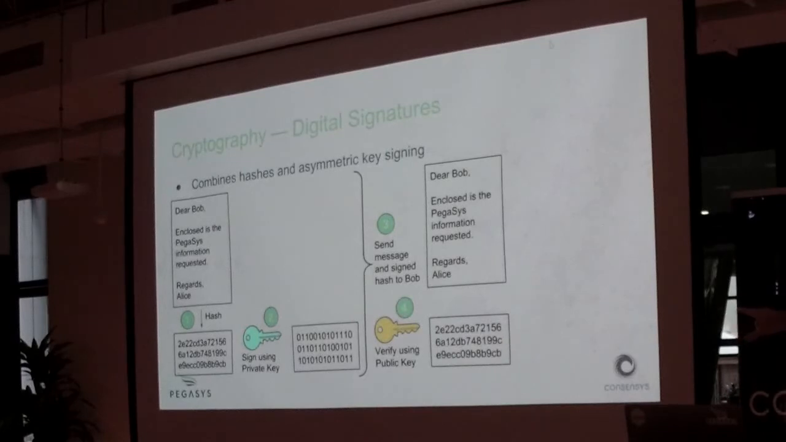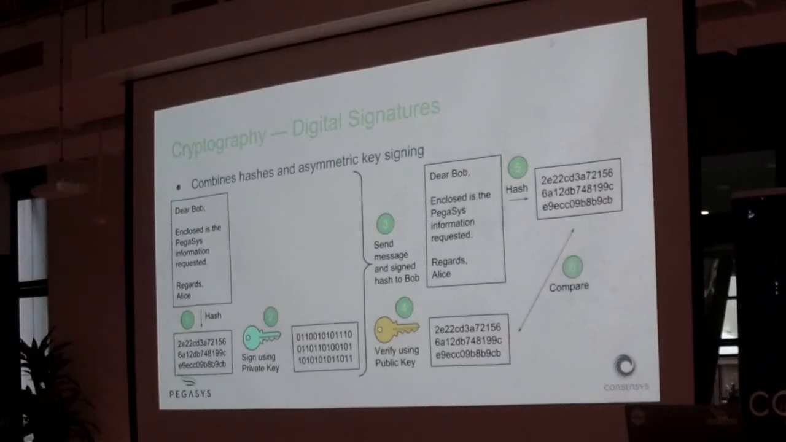He can verify the hash to get the original hash of the message. And then he can create his own hash of the message. And then, finally, stay with me here, he can compare those two hashes. And if those two hashes are the same, he's then confident that the message wasn't somehow messed around in transit, and he's also confident that the message came from Alice.